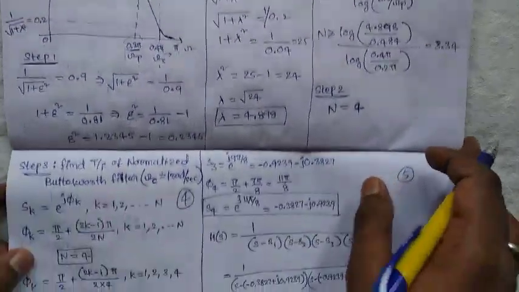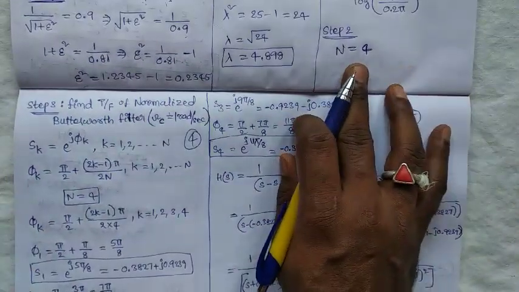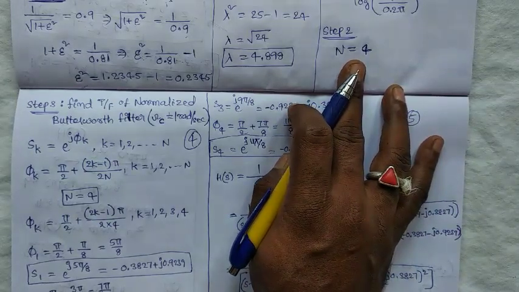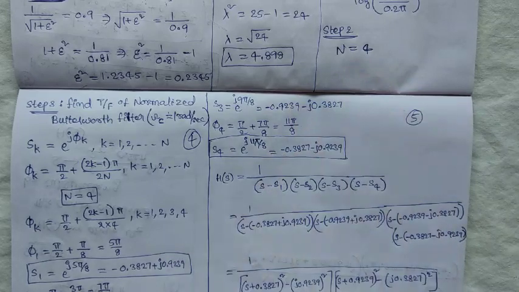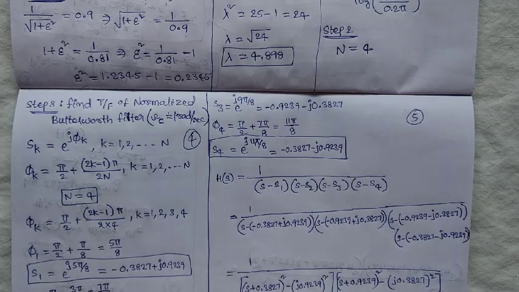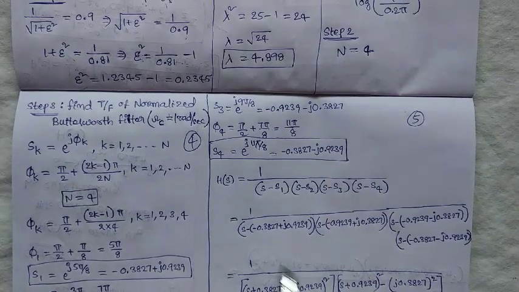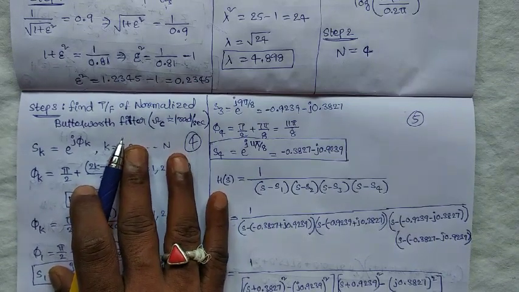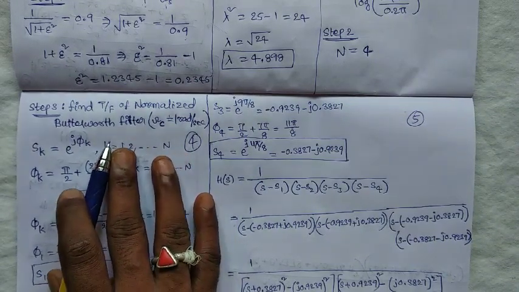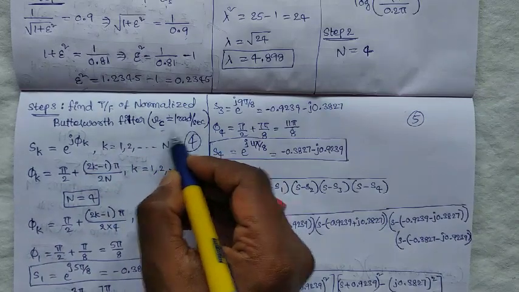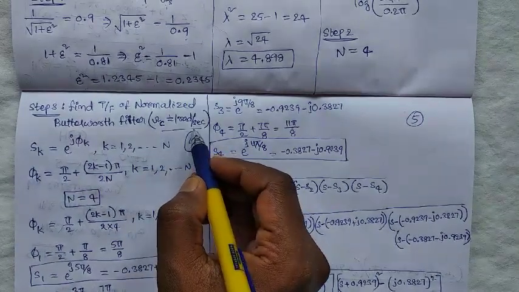In the third step we are determining the transfer function of the normalized Butterworth filter. How can we determine the normalized Butterworth filter transfer function? Means H of s we are determining. Here directly we are determining for the normalized cutoff frequency, means omega c is equal to 1 radian per second.